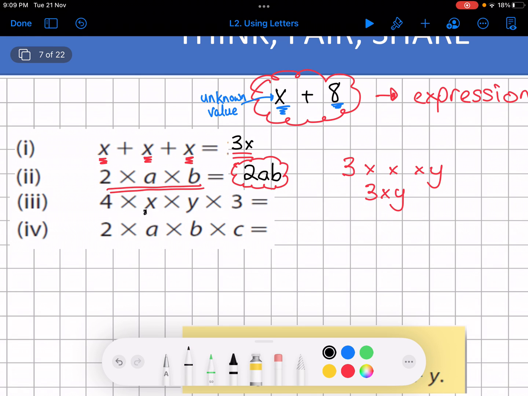For the next one, we have 4 multiplied by x multiplied by y and then multiplied by 3. So let's start with the first bit. 4 multiplied by x is 4x. Multiply then by the y is 4xy. And then multiply that by 3. So 4xy multiplied by 3. So you just have to multiply the 3 and the 4. So you'll get 12xy.